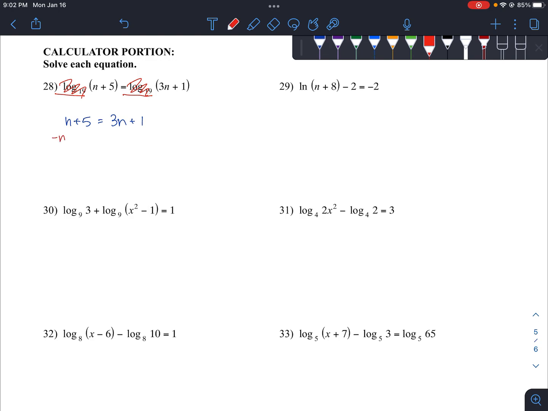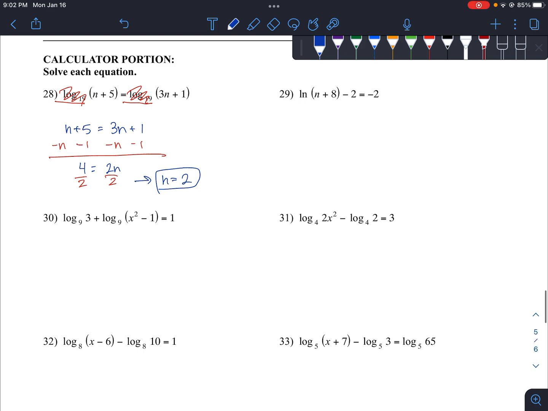I'll subtract n from here, subtract n from here, and then I'll subtract 1 from here, subtract 1 from there. So this is going to be 0, that's going to be 4. This right here is going to be 2n. And of course this will be 0. So I have 4 is equal to 2n. Divide by 2, divide by 2. And I get n is equal to 2. And there you go.